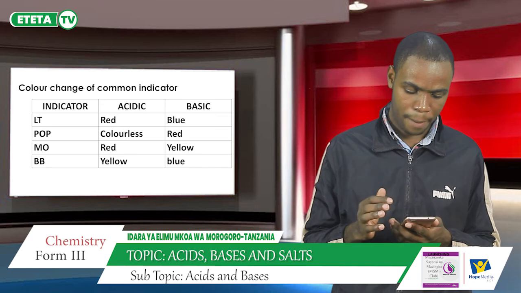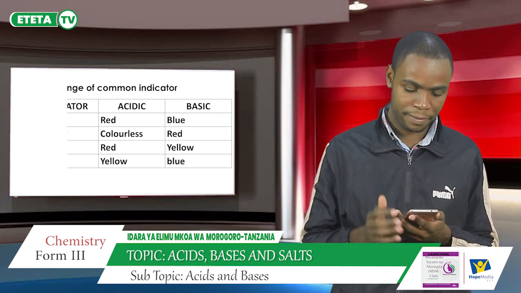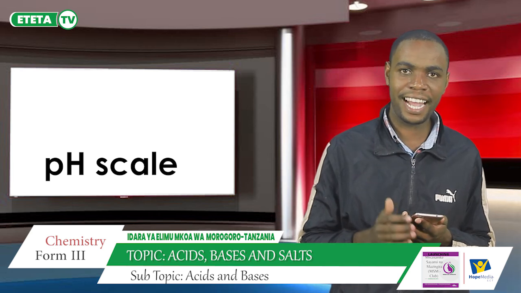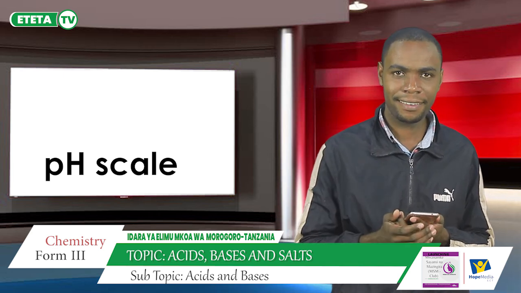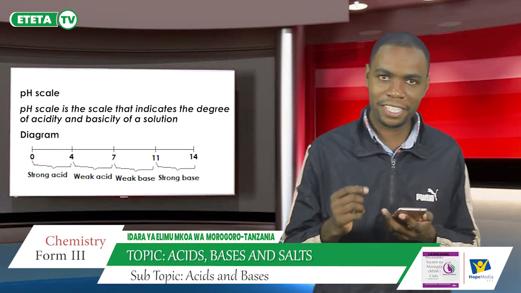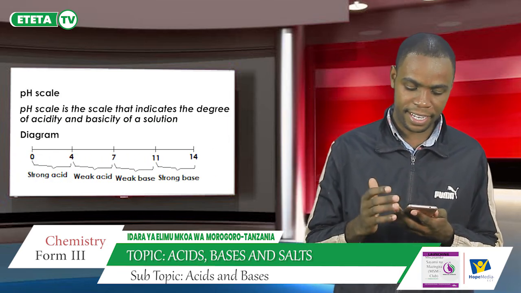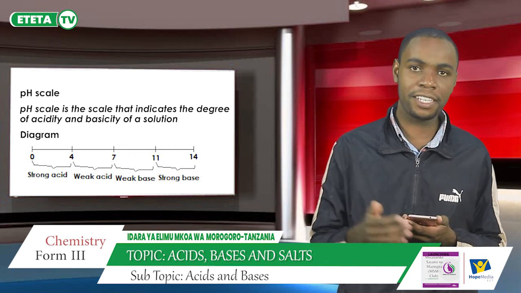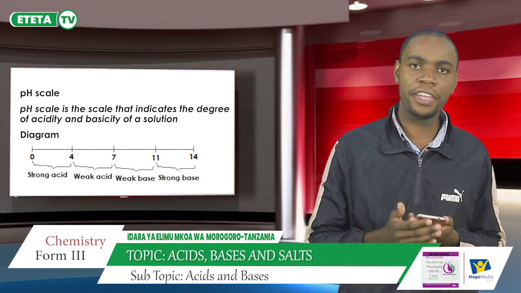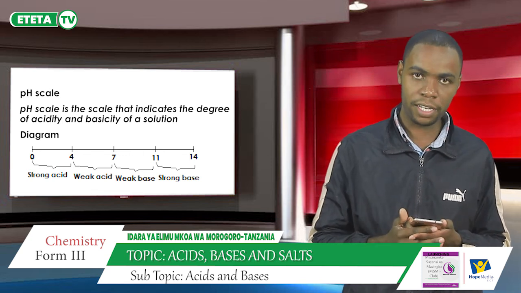After that, I'm going to finish by explaining one thing which is called the pH scale. Students, can you define pH scale? Very good. By definition, the pH scale is the scale that indicates the acidity and basicity of a solution. So this is the scale which shows the degree of acidity and basicity of a solution.